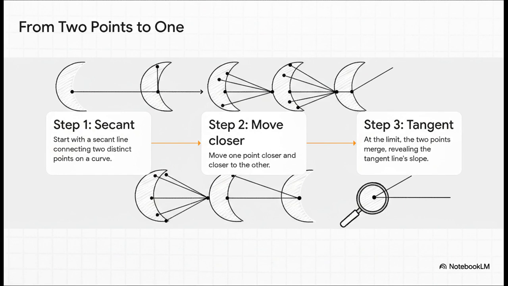Okay, let me walk you through this. Imagine you draw a line that connects two different points on a curve. That's called a secant line.